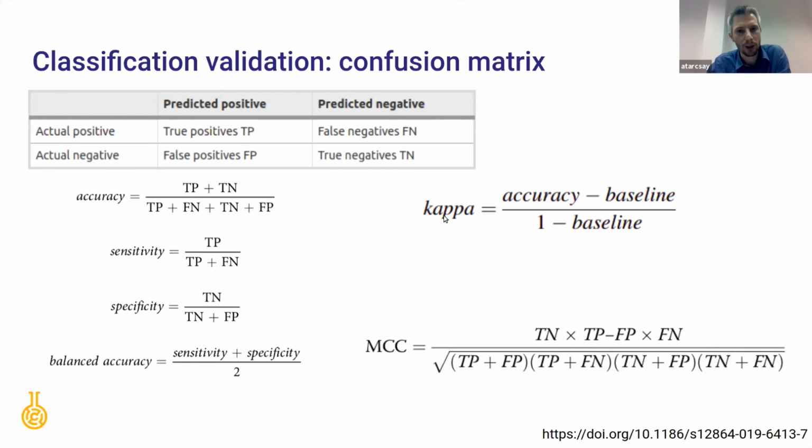And there is another way. Paul Sodorowsky published a paper on this, on kappa, which is also taking the baseline into consideration. That's another method to balance.